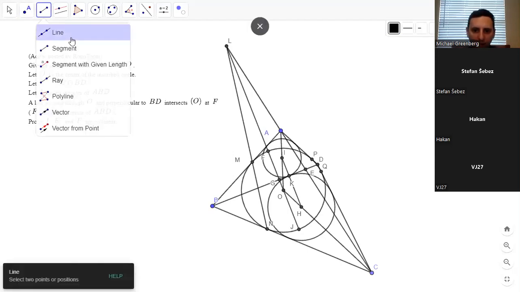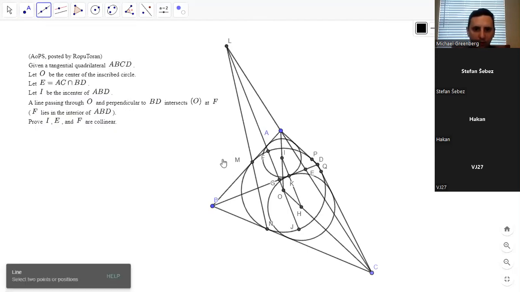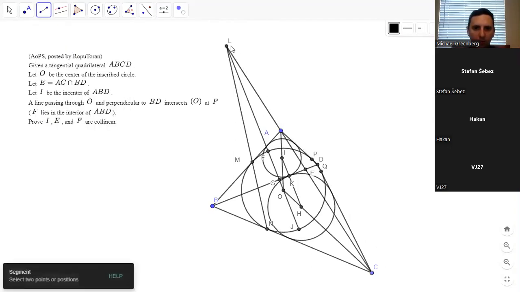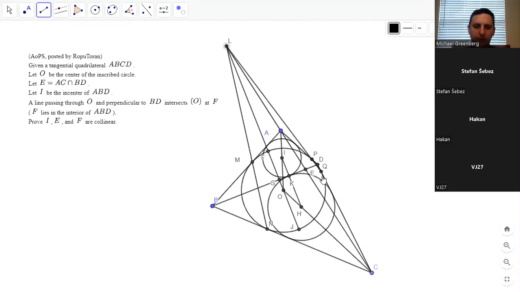Okay, so Hakan is saying that this should follow from Pascal's theorem. So yeah, it feels like this must be some well-known configuration. So we let MN and PQ intersect at a point, then we need to show LO is perpendicular to BD. So L lies on the polars of both B and D. So BD has to be the polar of L. And so that proves that OL is perpendicular to BD. And then we just have to show it lies on AC.